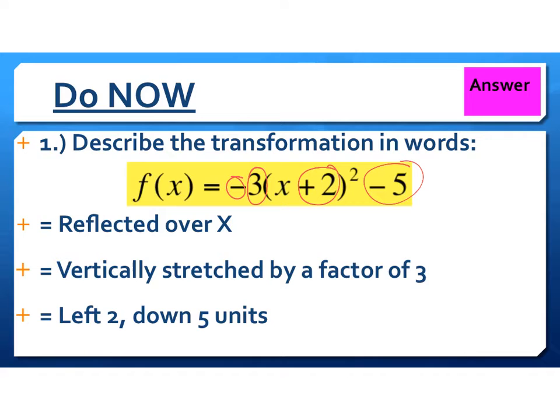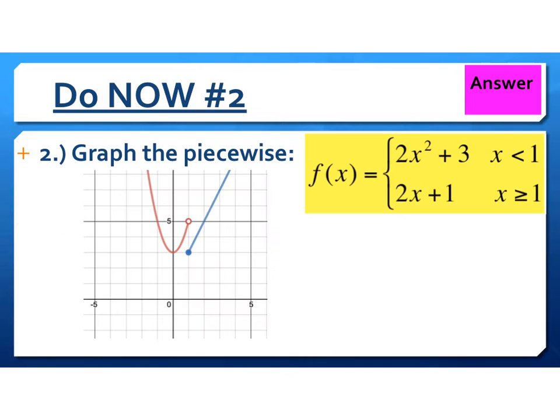So the negative means it's reflected over x. The 3 means it's vertically stretched by a factor of 3 because it's outside the parentheses. X minus 2 means it's going to go left 2, and then the minus 5 at the end is going to affect y, so it's going to go down 5 units.